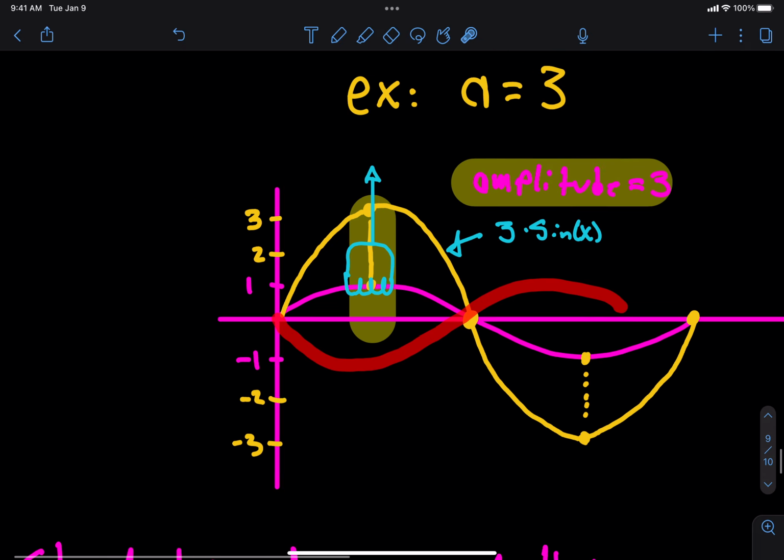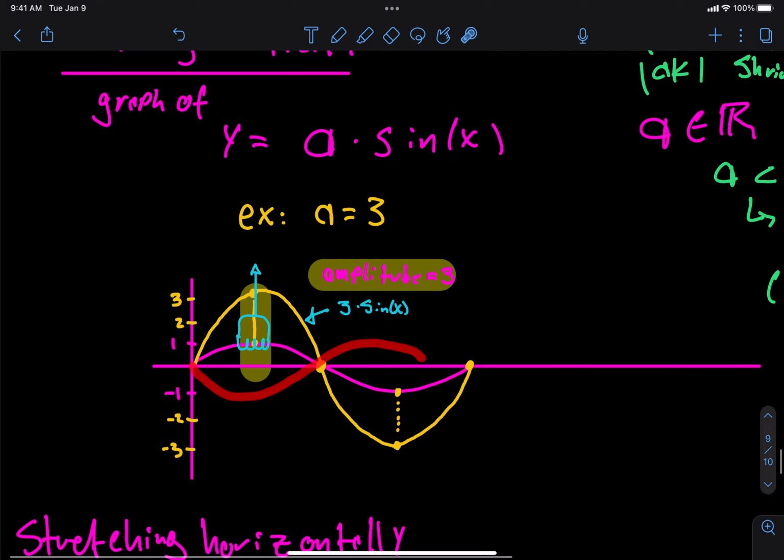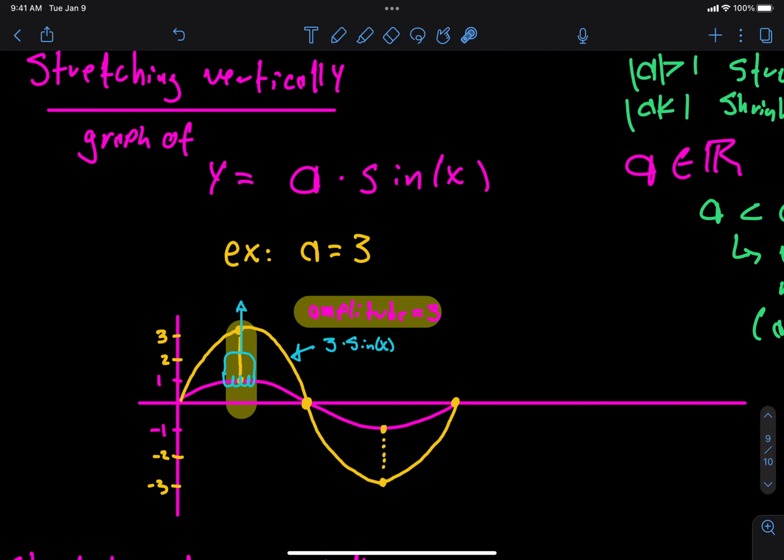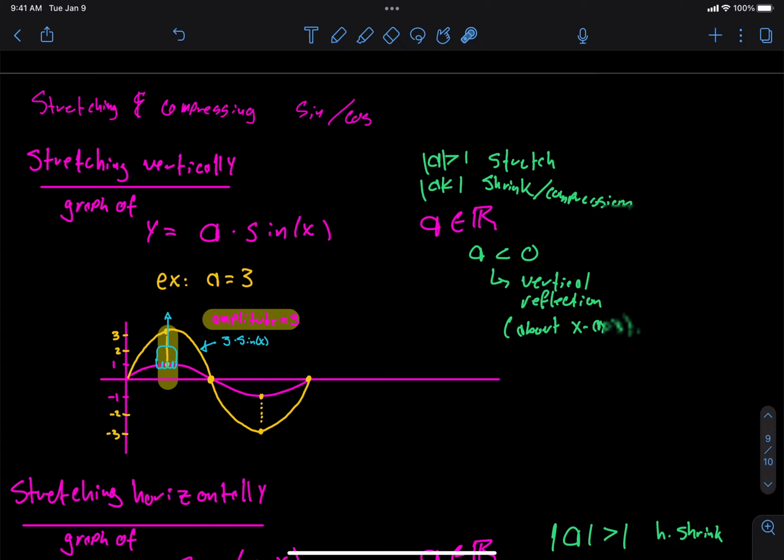Any questions on stretching vertically so far? We're going to see an example in a minute here, but is the concept feeling okay? All right, thank you for actually verbalizing that for me.